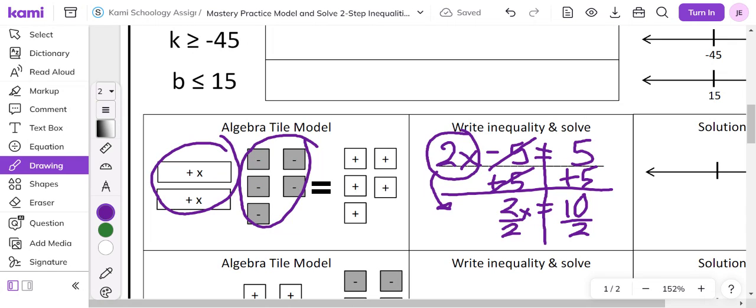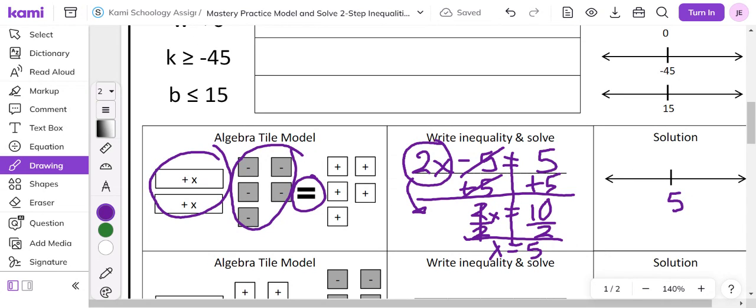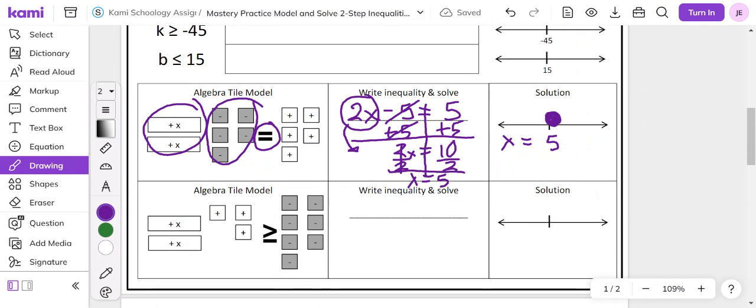So 2 divided by 2 is going to give us 1x equal to 5. So we're starting with the equation right here, just so we're paying attention to what the comparison symbol is. So x is equal to 5. On the number line, there is only one solution for this equation. It's equal to 5, and then that's it. X equals 5.